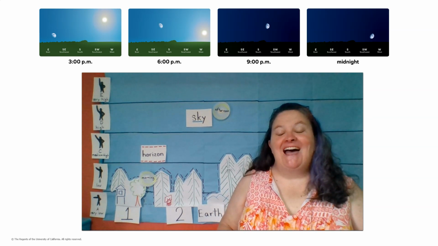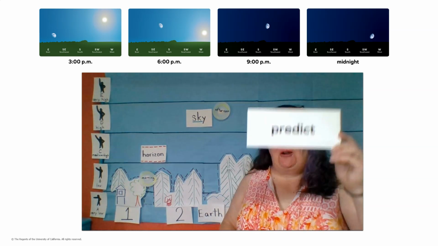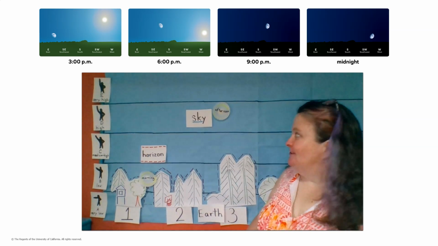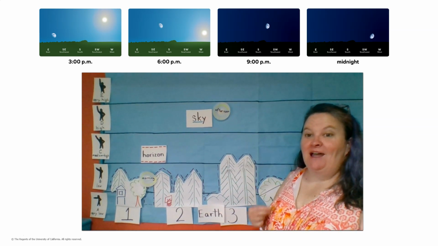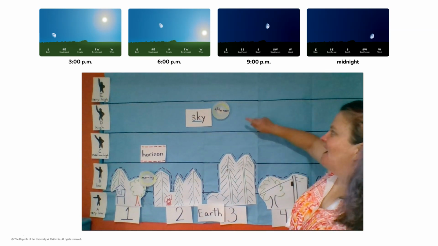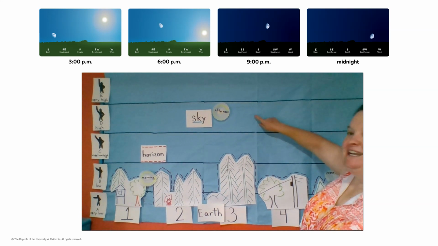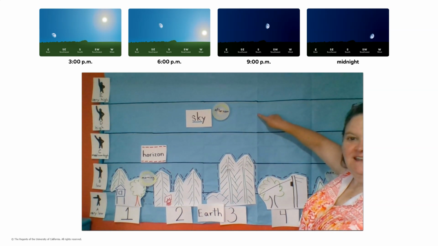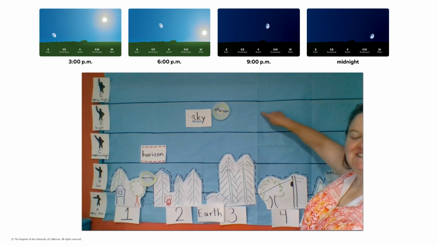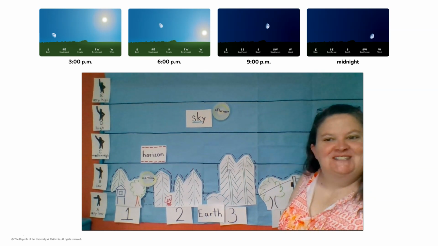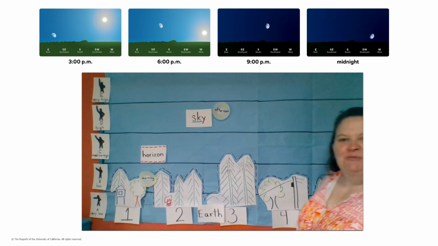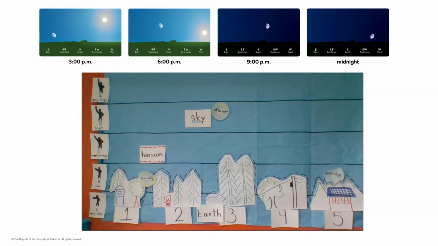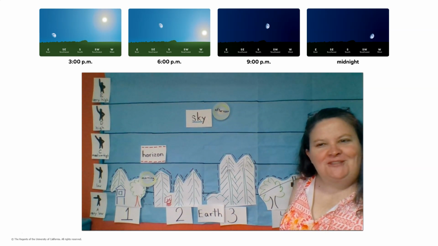Okay, this is my last question for today. Where do you predict you would see the moon a little while later if when you looked in the sky you saw the moon right here? If you saw the moon right here in the sky, where do you think you would see it a little while later? Go ahead and point to the screen. Why do you think you would see it there?